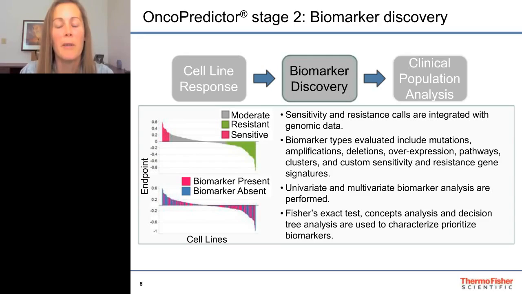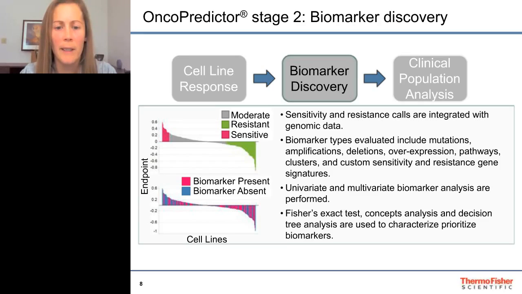We perform both univariate as well as multivariate biomarker analysis, and we use a number of different analysis tools to prioritize which biomarkers will move forward into phase 3 of the OncoPredictor analysis. So again, if you look to the left of the slide that I'm showing right now, the waterfall plot at the top is the exact same waterfall plot that I showed you on the previous slide, and now below that, I have a waterfall plot that's now indicating either the presence or absence of a particular biomarker. So pink indicates that the biomarker is present, and blue indicates that the biomarker is absent.